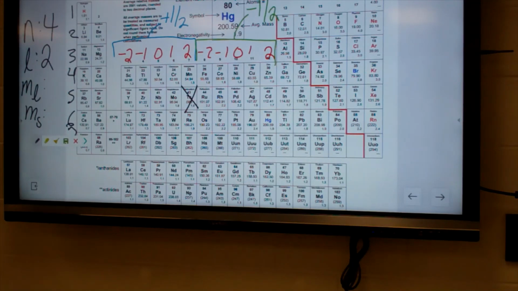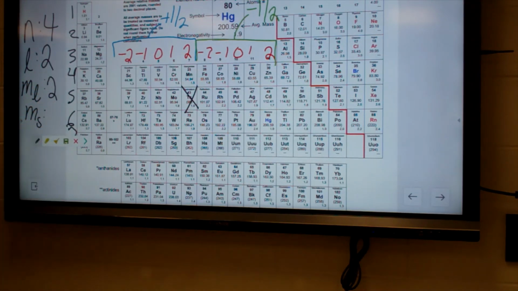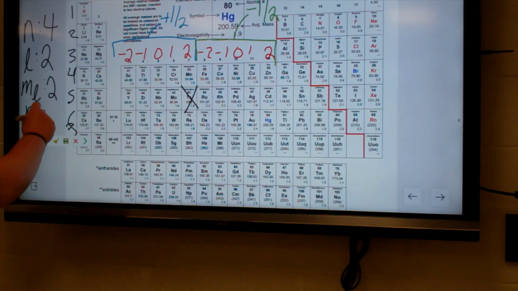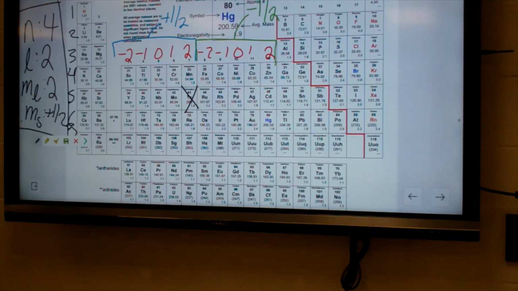What about M sub L? What's M sub L? 2. How'd you get 2? It's the last number in your range. Or very simplistically, we broke down the periodic table. So it's 2. What about M sub S? Plus 1/2. There are the 4 quantum numbers for technetium.